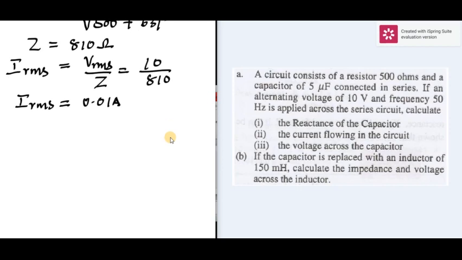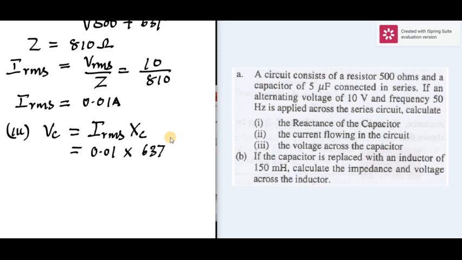Having the root mean square current, we can get the voltage across the capacitor. The voltage across the capacitor, Vc, will be given by the expression the root mean square current multiplied with the capacitive reactance. That is 0.01 as the root mean square current, capacitive reactance is 637. The voltage across the capacitor is 6.4 volts.